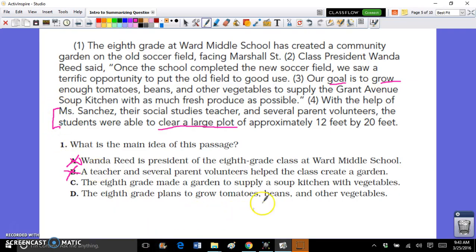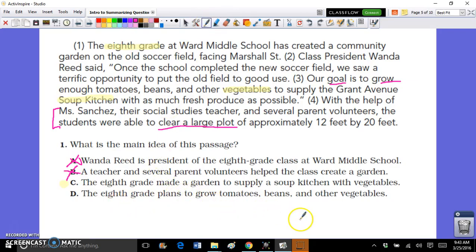The 8th grade made a garden to supply a soup kitchen with vegetables. Okay, this actually looks pretty accurate. I can see that it started out talking about the 8th grade. It talked about them wanting to grow vegetables to supply the soup kitchen. And it talks about how they are making a garden. So this is actually very tempting. I'm going to put a dot here. This might be my answer.